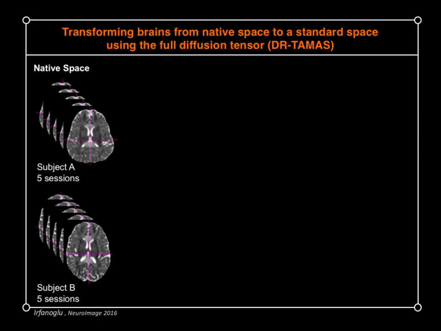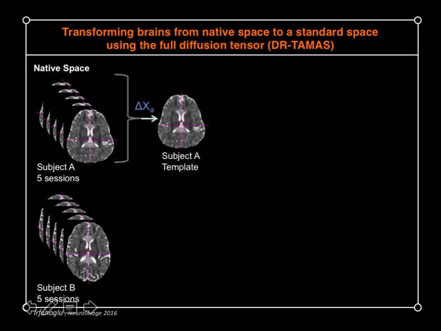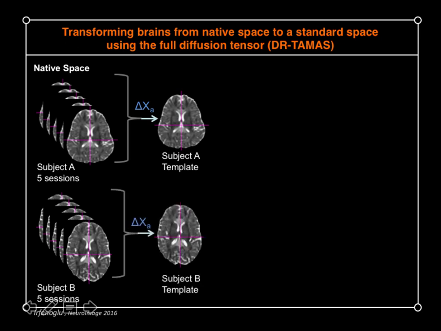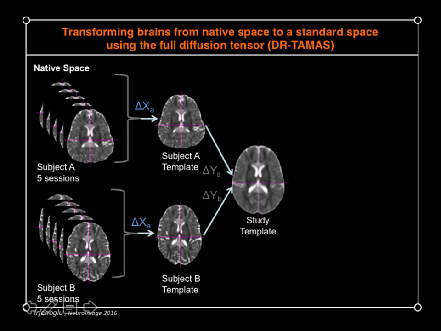So what I mean here is that if you have, let's say, two subjects, A and B, and you have 5 sessions of data, and these are in the native space, you take their data and you make a template out of it. You can make a template out of each single subject's data. So you make 2 templates, and then from these templates, you make a template of the templates. And so you have transformations going from this template to these individual images, as well as from this super template, or the study template, all the way back to this.